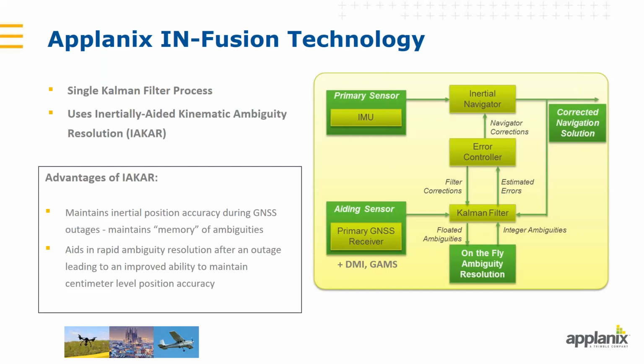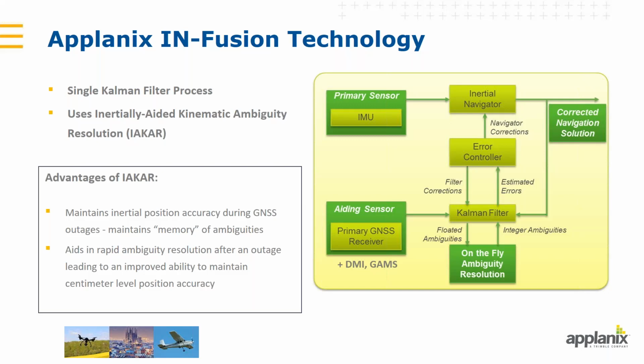The technology that we've been using here is called IN-Fusion. This is basically a single Kalman filter process where the primary sensor is always the inertial measurement unit. The inertial measurement unit is basically measuring the angular rates and the acceleration. If you integrate over the angular rates and acceleration, you will get position and orientation information. But as for any other IMU, the position and orientation information is biased by errors. We need to understand those errors. So in the error controller, we're estimating those errors by getting the aiding sensors into the Kalman filter process.